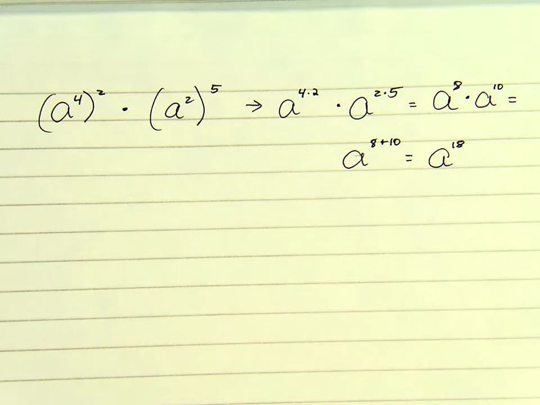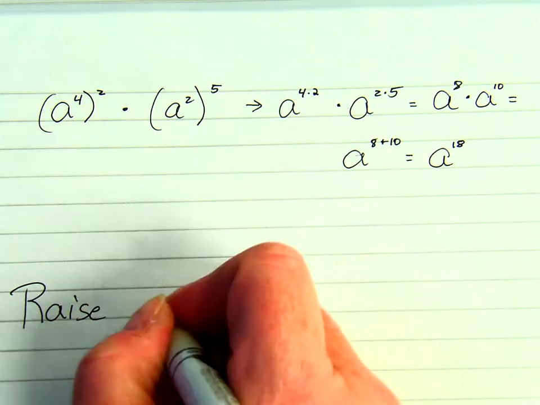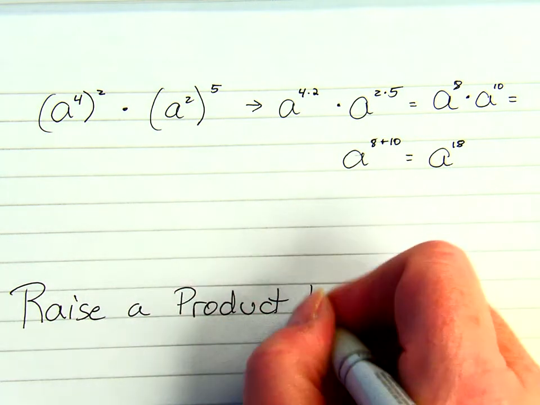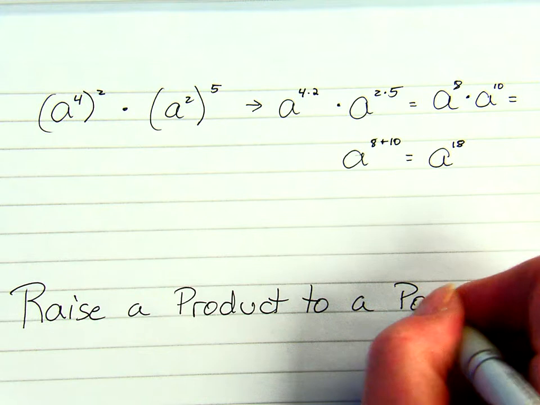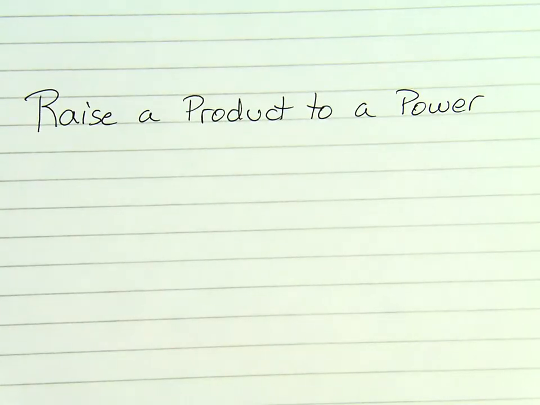Let's move on to expand this whole idea a little bit. Now what we're going to do is raise a product to a power. You've got to know what a product is. A product is when you take two numbers and multiply them together, you get a product. So we're going to have a product and we're raising that product to the power.